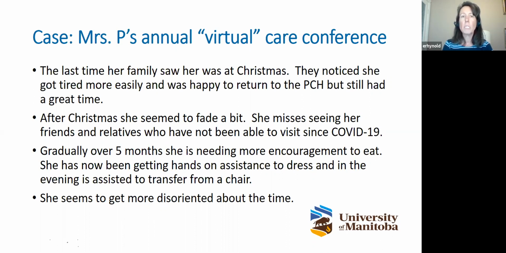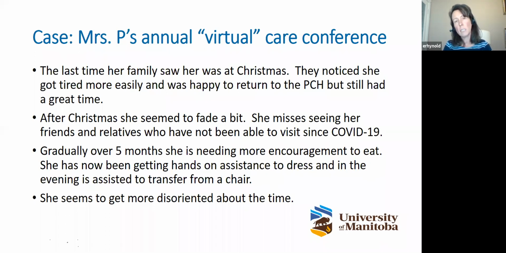and with the COVID-19 visitor restrictions, she's really missing her friends and relatives who haven't been able to visit. In general, she's still in good spirits, but it's been a noticeable change. Over the last 5 months, preceding the visiting restrictions, she's needing more encouragement to eat. She just doesn't seem to have the same enjoyment or appetite. She's now getting more assistance to dress, just seems to not quite have the range of motion or the coordination.